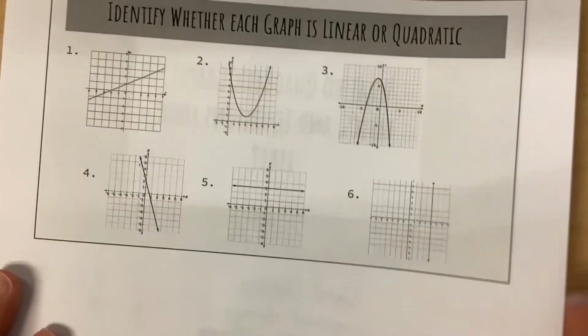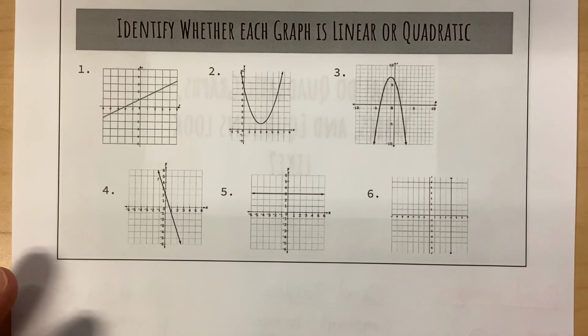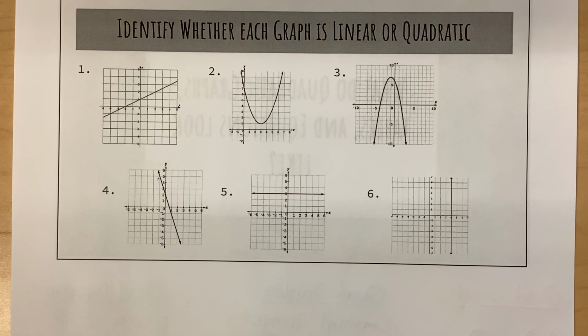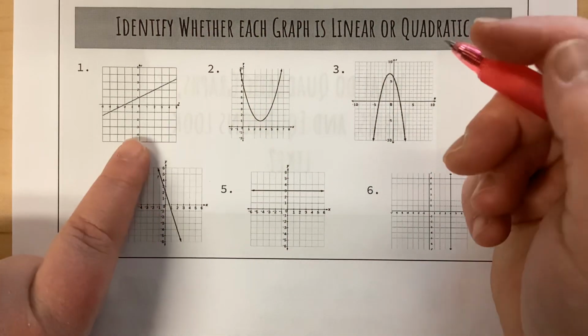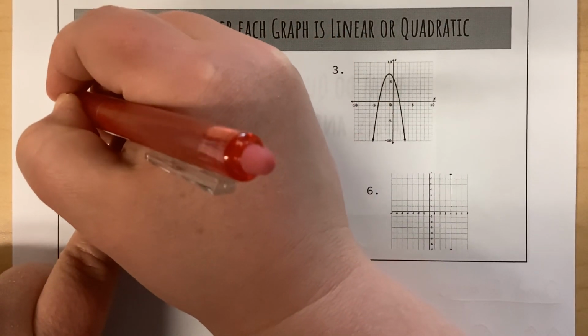First, we want to identify whether each of these graphs is linear or quadratic. So basically, you just need to understand the shapes of the 2 types of functions. Remember that linear creates a straight line. Quadratic is a parabola or a U shape. So that means anything that's a straight line is linear. So number 1 is linear.